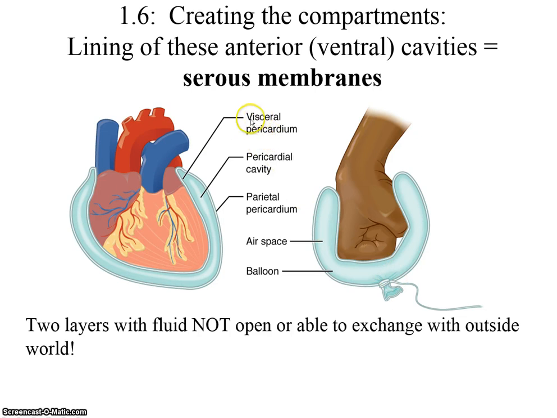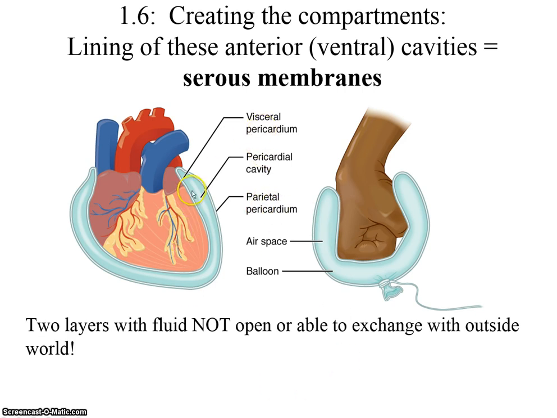So the viscera refers to the organ, and the visceral layer is always next to the organ. The parietal is on the outside, and often is actually right up against the wall of the body cavity. So parietal is pertaining to the wall of the body cavity, and visceral pertaining to the organ.